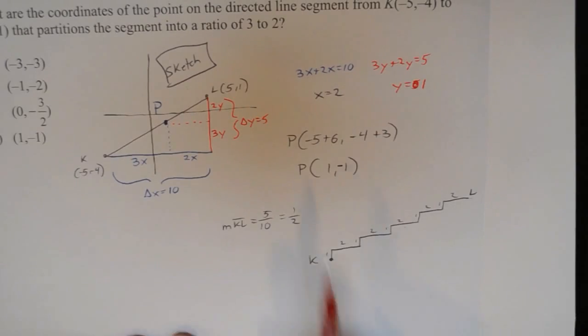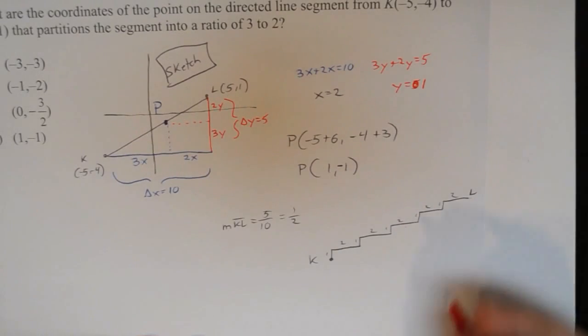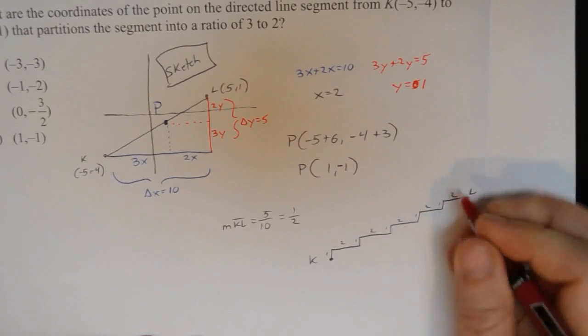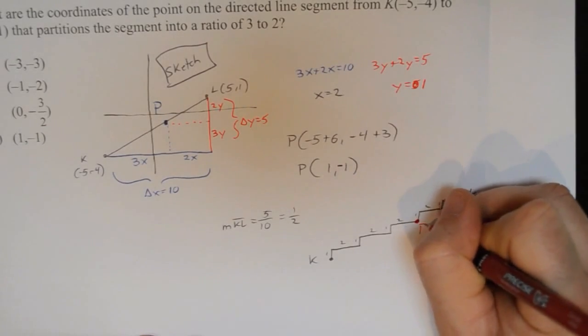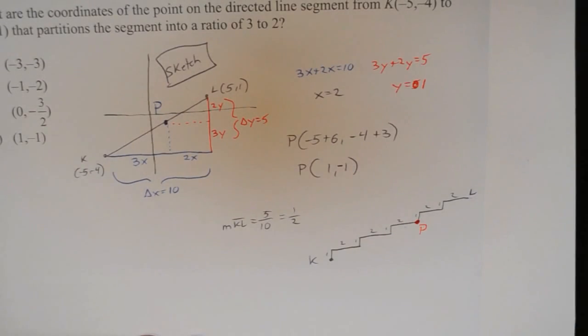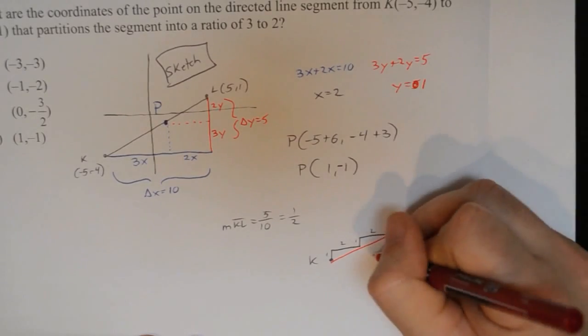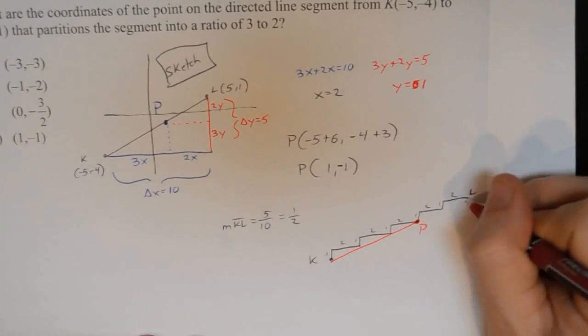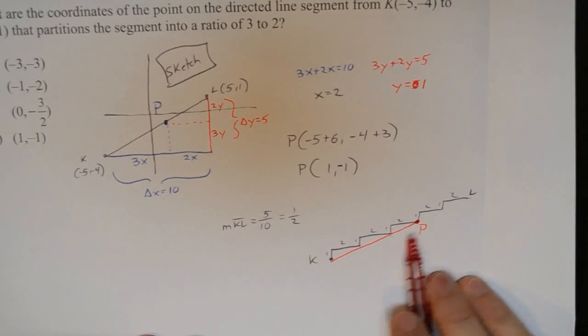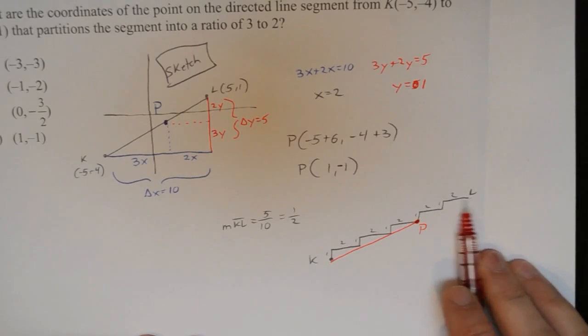Well, if I want a ratio of 3 to 2, that just means I'm going to go up and over 1, 2, 3 times. Right there. And that's going to be my point P. Right? Do you see what happened there? That is up and over 3 times. So that's going to be 3 times the length of this. Well, excuse me, that ratio will be 3 to 2 because this is only up and over twice.